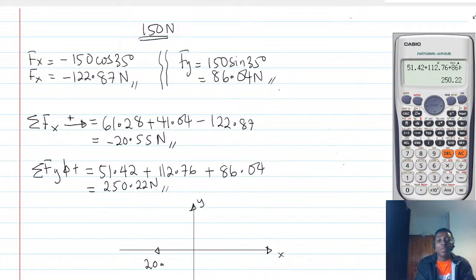So minus 20.55. And then the y component is 250.22. Is that right? Now, if I want the magnitude, then I'm going to use the Pythagoras theorem, isn't it? So the magnitude or the resultant is nothing but the hypotenuse of this triangle.